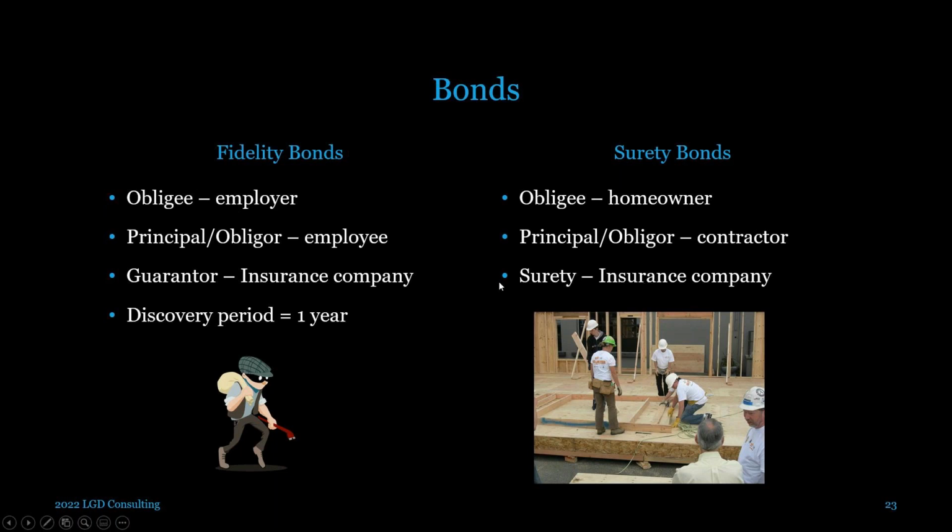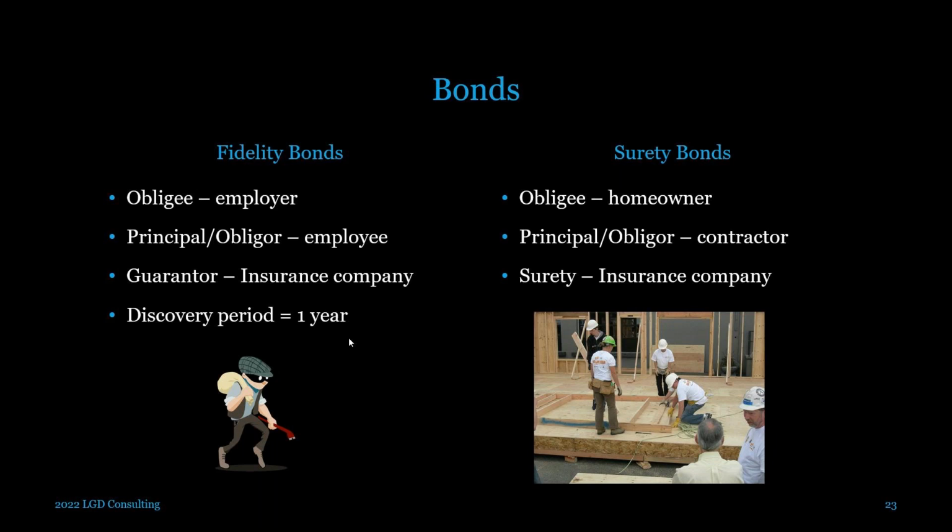Okay. Now, if a bond terminates or expires, you still have 1 year to file a claim. That means if something happened during the time that this bond was in effect, and then at the end of a year you just drop the bond, even after the bond coverage ends, you still have up to 1 year to file a claim to have that bond cover it.